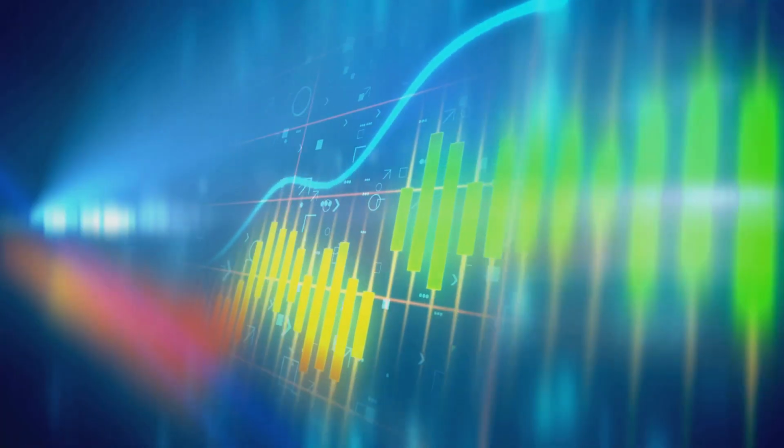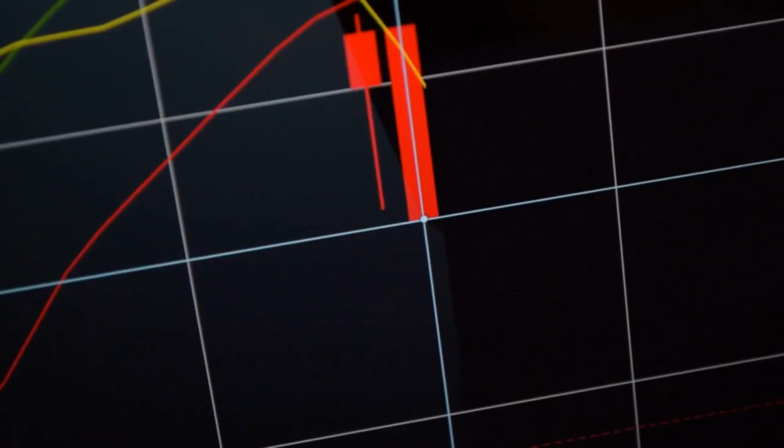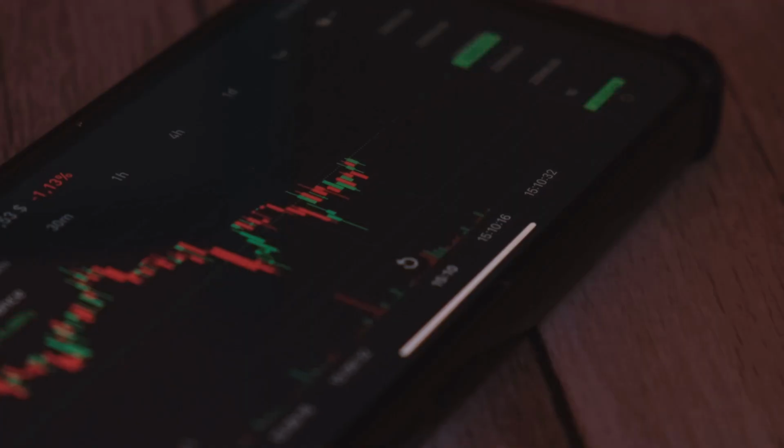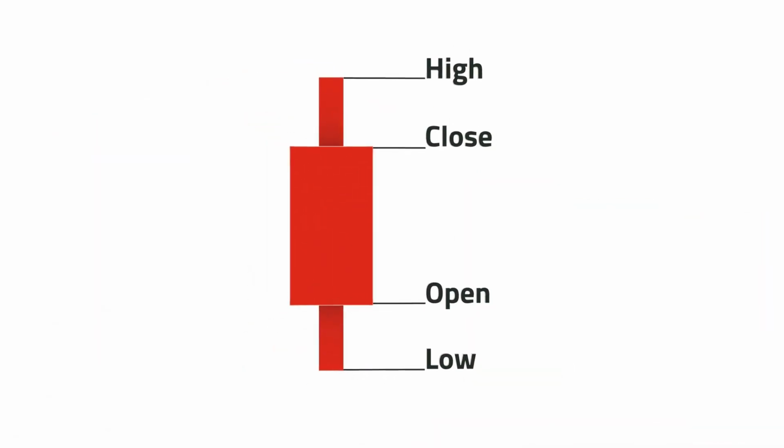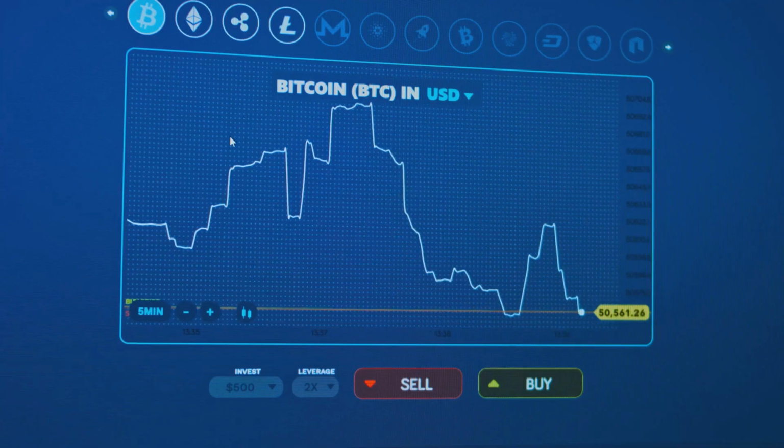The color tells you the direction: green for up, red for down. Each candle has a body, the thick part, and wicks, the thin lines above and below. The body shows where the price opened and closed. The wicks show the highest and lowest prices reached.